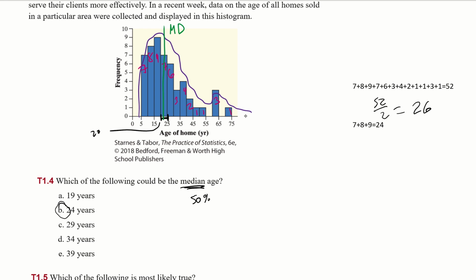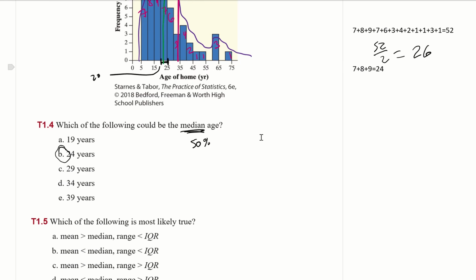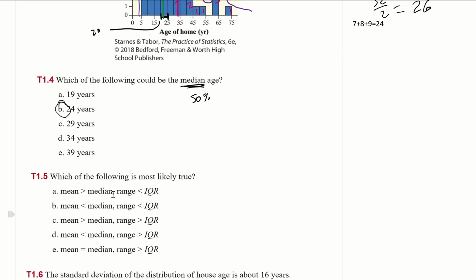Okay, so if it's skewed to the right, the mean is going to be pulled in the direction of the long tail. So the mean might be somewhere here, okay? And therefore the mean is likely to be greater than the median. So here we have mean is greater than the median. So based on that, we have A and C, right? So now let's look at the range versus the IQR.